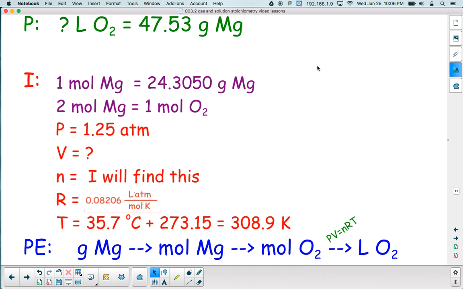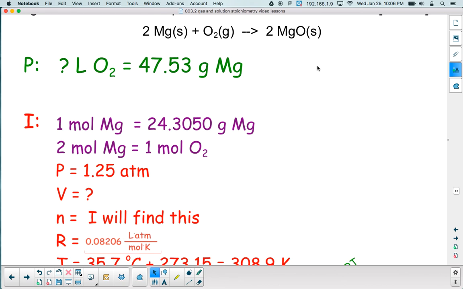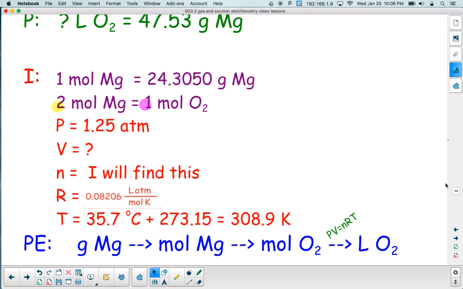So now we'll gather our information. The first few pieces are familiar. 1 mole of magnesium is equal to 24.3050 grams of magnesium. That comes from the periodic table. Our second one is that 2 moles of magnesium are going to react with 1 mole of oxygen in this process. That's going to allow us to make the first few steps of our process, grams of magnesium to moles of magnesium, and moles of magnesium to moles of oxygen.